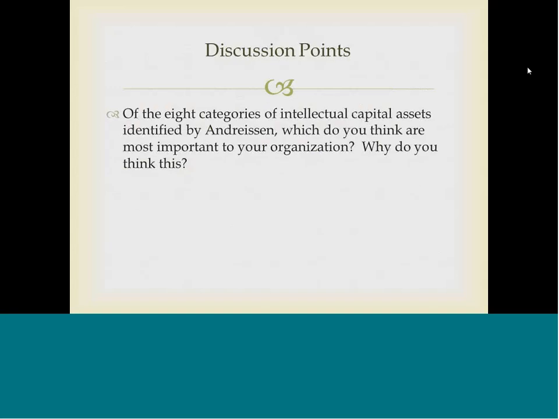So of the 8 categories of intellectual capital assets that we identified in Andreessen's model, and that would be the groupings under human capital, structural capital, and relational capital. Which do you think are most important to your organization? And why would you think this?